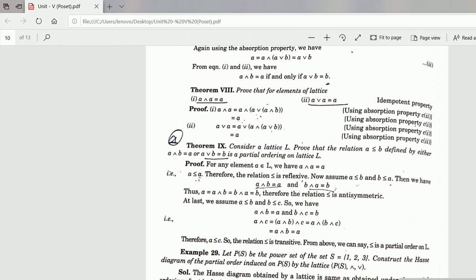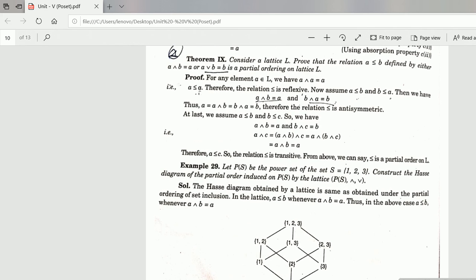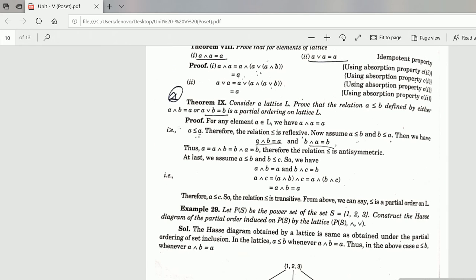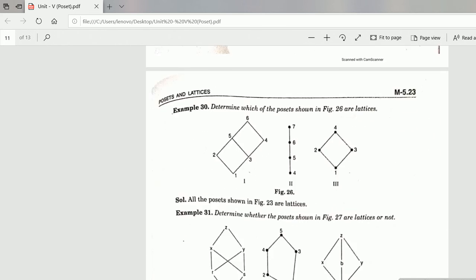In this way many more theorems we will discuss in the coming lectures. You can also see this theorem. Consider a lattice L. Prove that the relation A is less than or equal to B, defined by either A meet B is equal to A or A join B is equal to B, is a partial ordering on lattice L. Try to understand this one. If you are not able to understand, then we will discuss it in the discussion lecture.